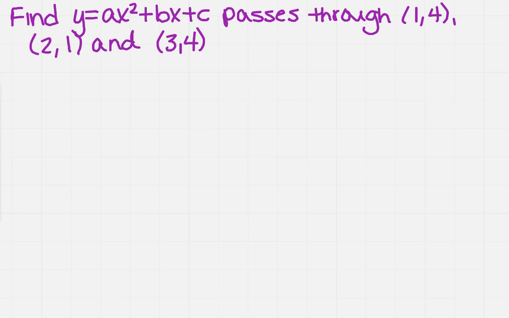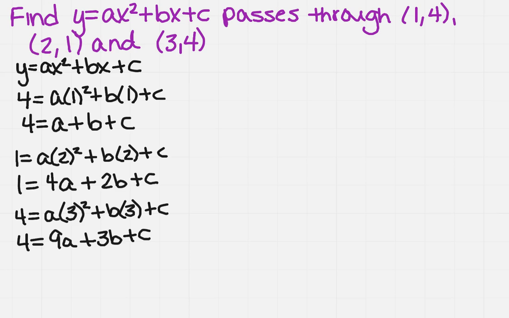Well, we're going to first substitute into our given equation the first point, and then we're going to do it again for the second, and then again for the third. So when we substitute our values in for each one of the points, we should get the following. Now I'm going to go ahead and label each one of the final equations. So I have my three equations.